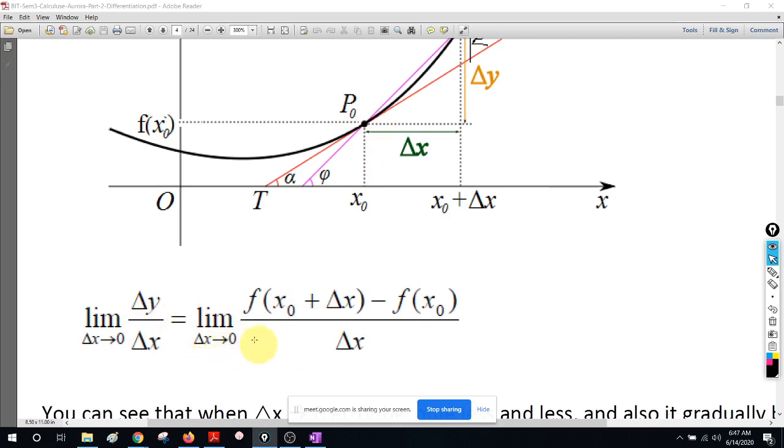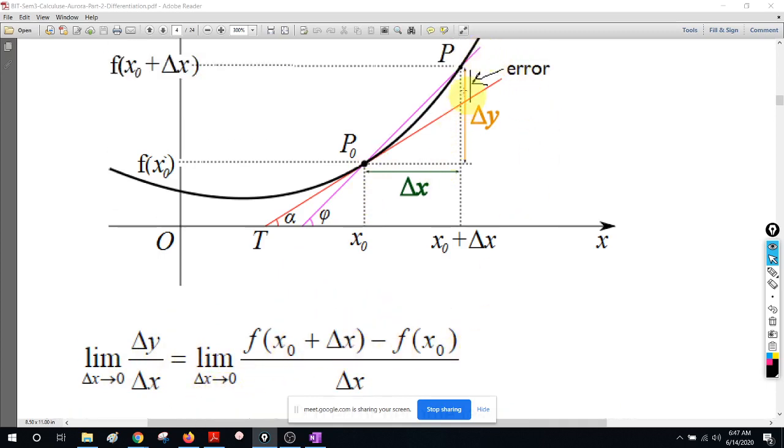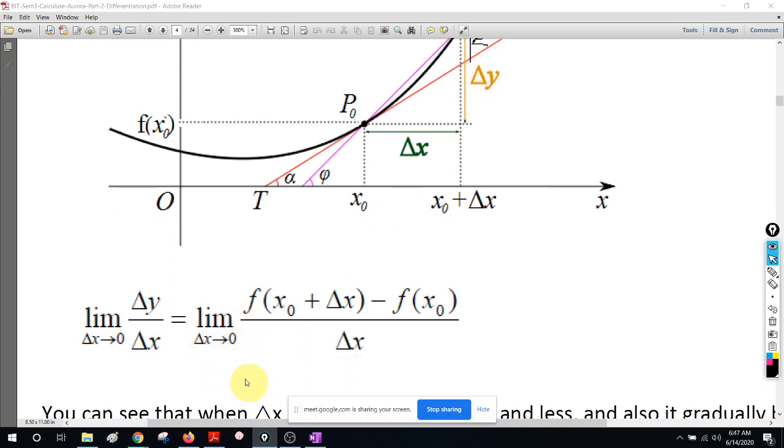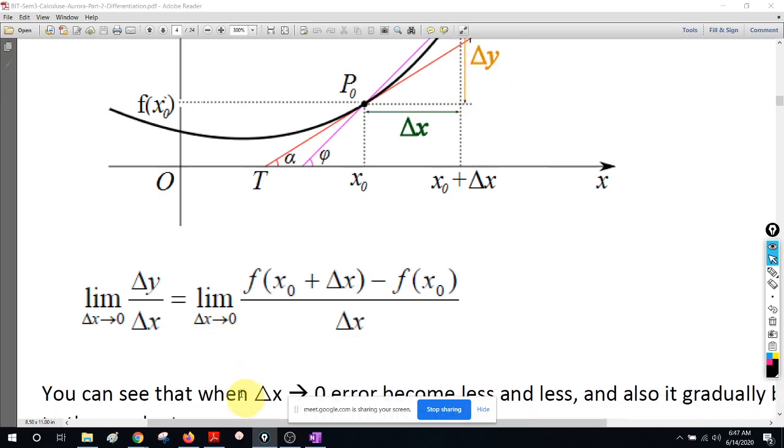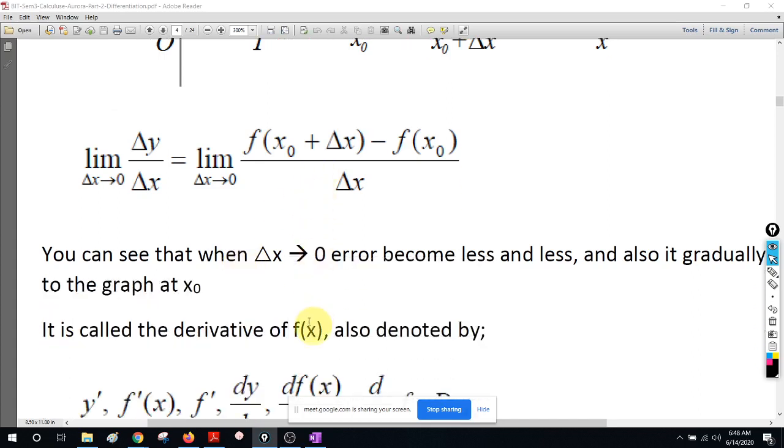The limit as Δx tends to 0 of f(x₀ + Δx) minus f(x₀), that is, the entire height minus this side. But this error is going to be lesser and lesser when delta x is getting closer and closer to zero, right? So you have to understand this. If you don't understand it, think again, because this is something anyone can understand.